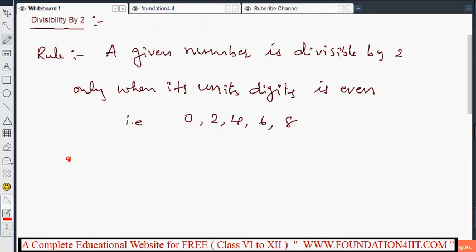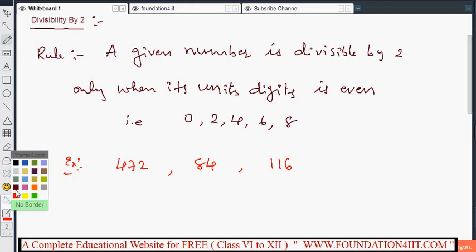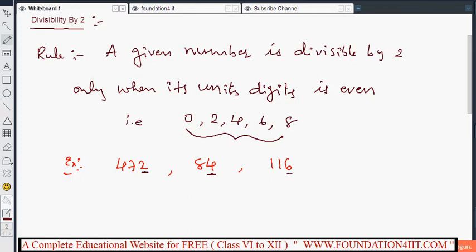Okay, let me give a few examples. 472, 84, 116. These numbers are all divisible by 2 because in the units place we have 2, 4, 6, which are even digits. So if any even digit is in the units place, then that number is divisible by 2. This is the rule for 2.